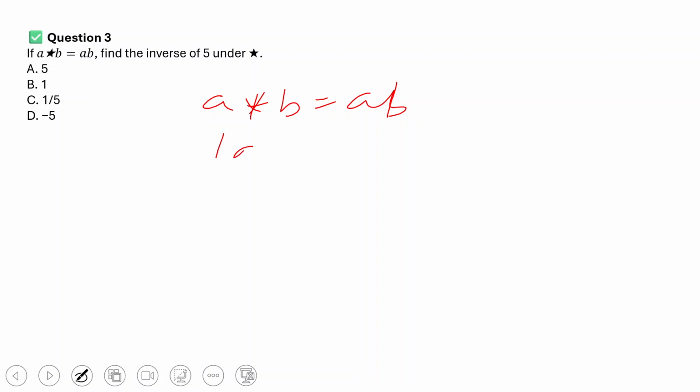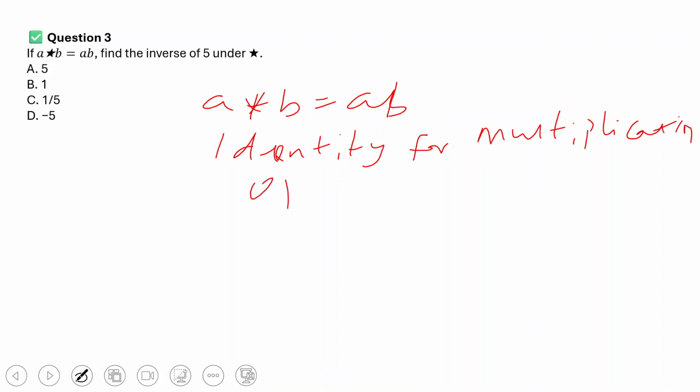So the identity for multiplication operation is 1, right? What that means is that if I multiply an existing number by 1, it does not change it. So that's the identity for it. Okay, so when we do that, we'll put it in this question.